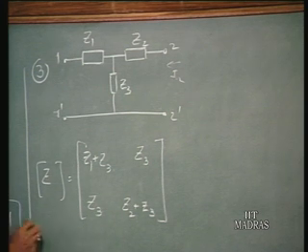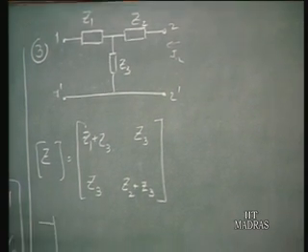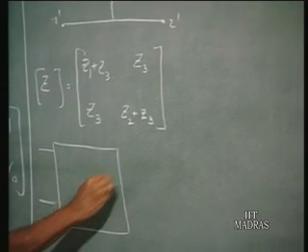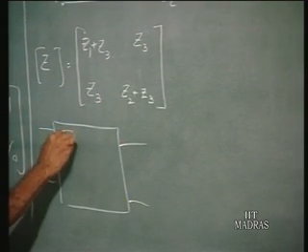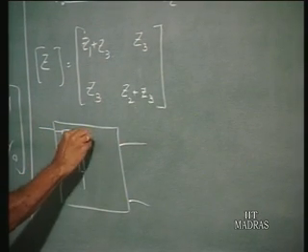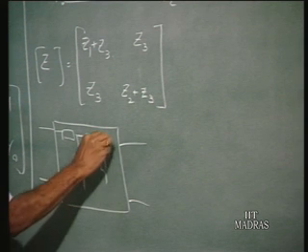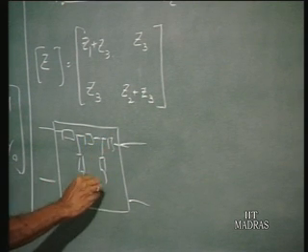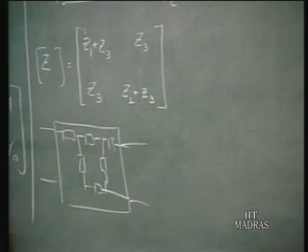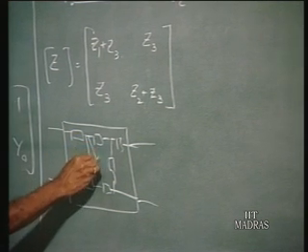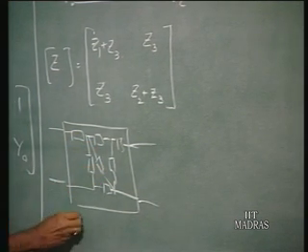In a converse fashion, suppose you have a complicated two-port network. Let us say a highly complicated two-port network. Maybe like this, a general two-port.